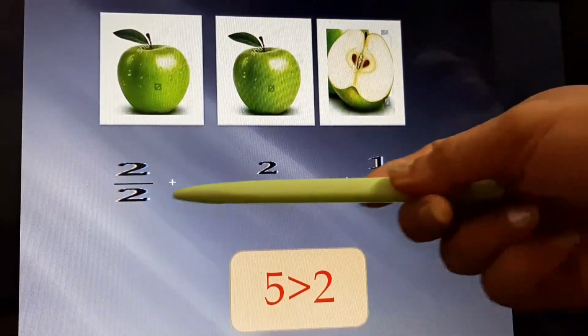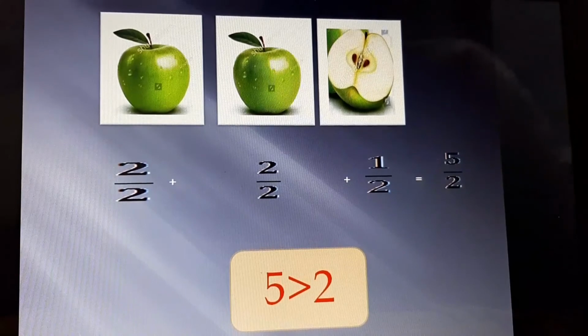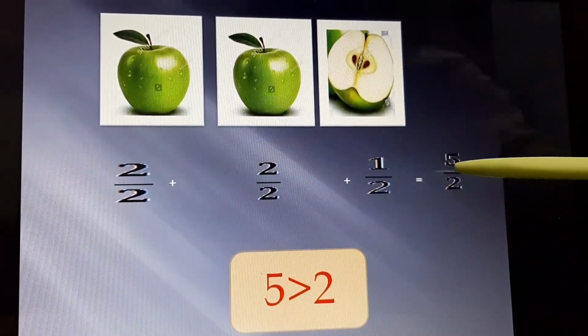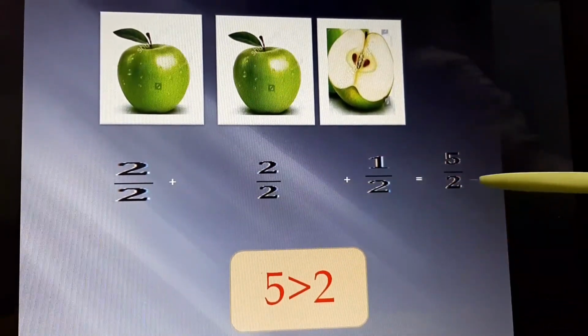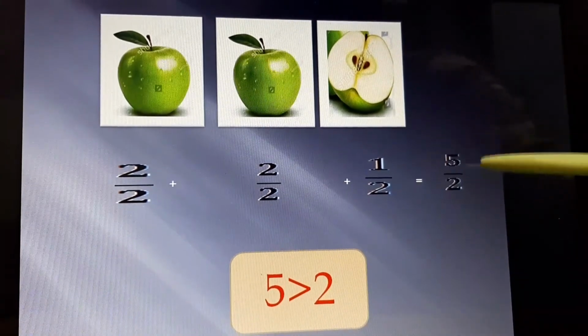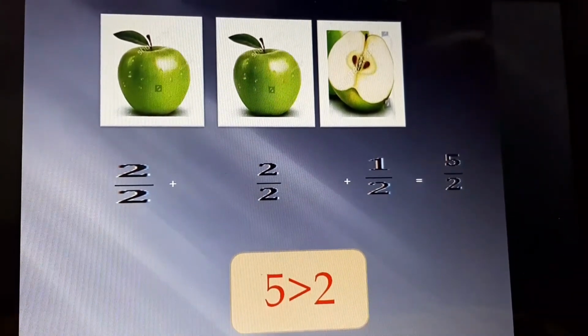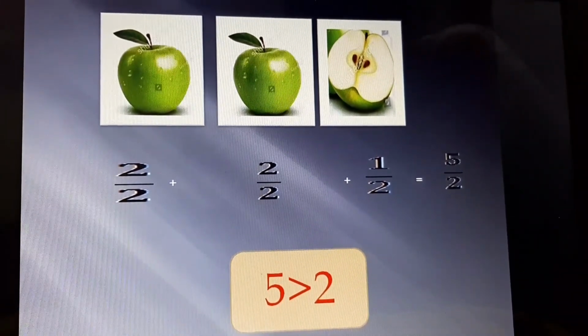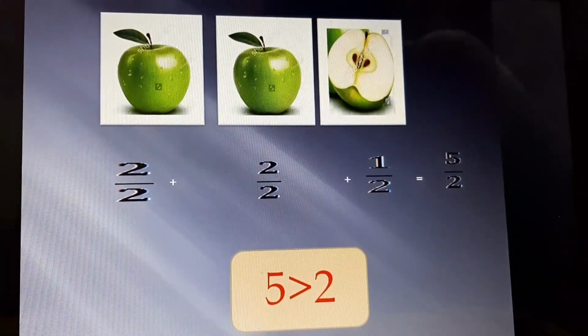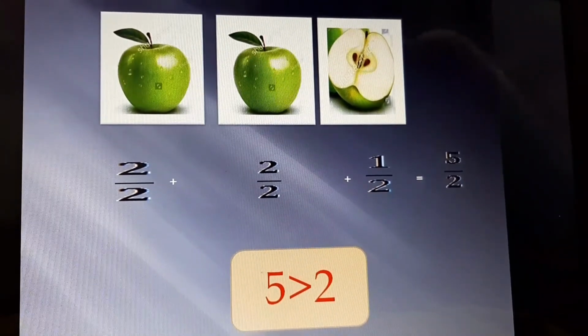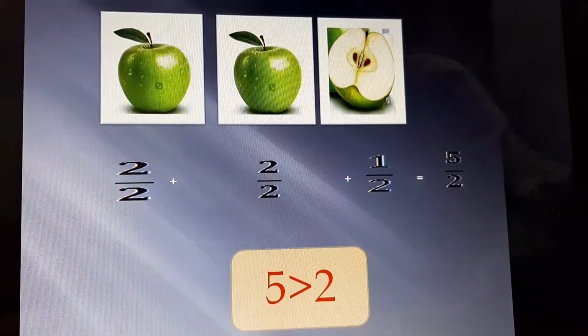When we add these like fractions, we add only the numerators and the denominator remains same. So its fraction is 5 by 2. 5 is greater than 2. It means numerator is greater than denominator. So it is called improper fraction.